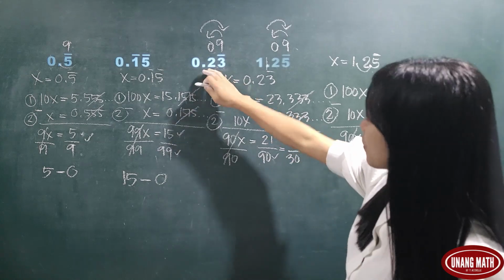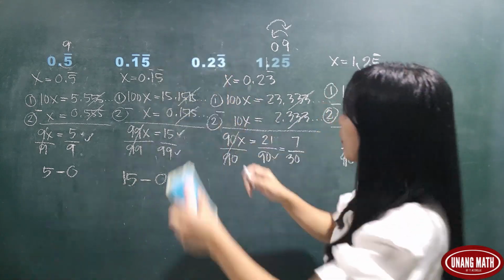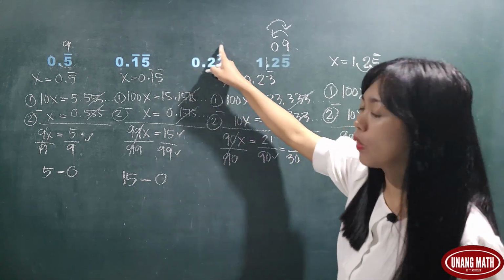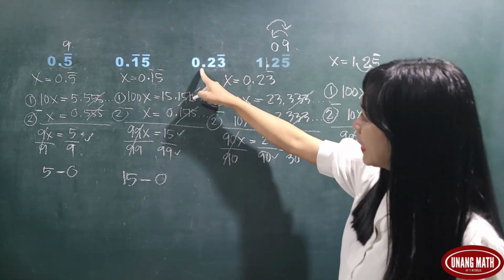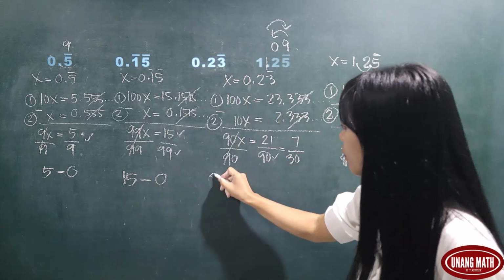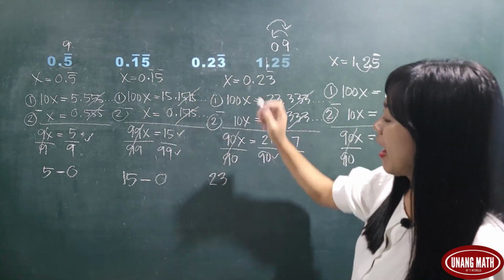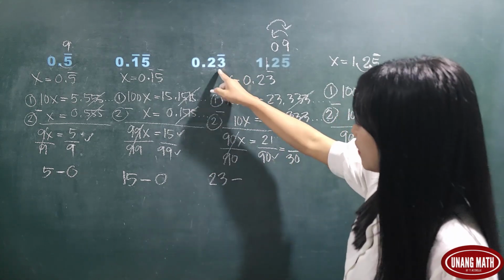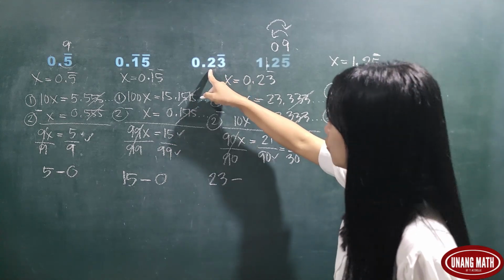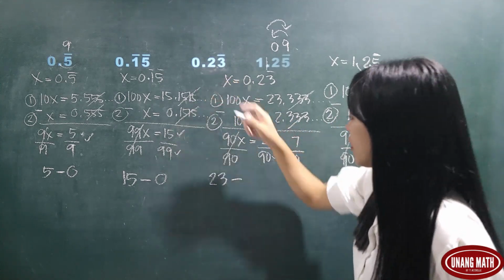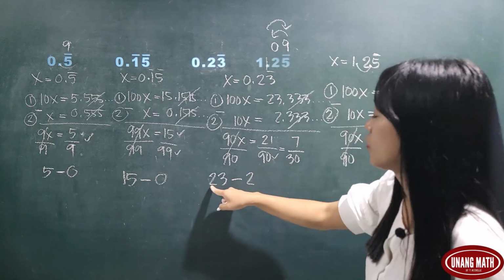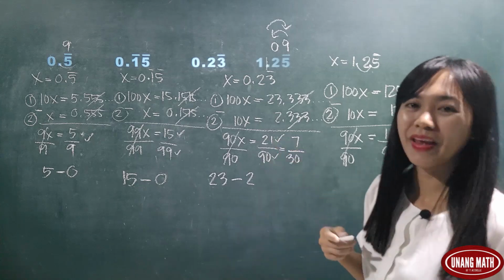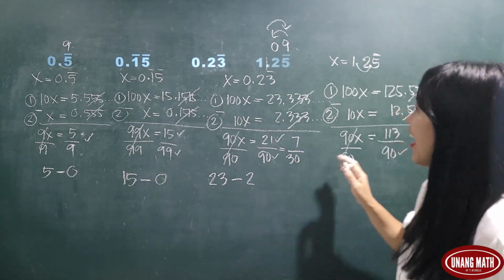Okay, let's take a look at the third repeating decimal. We have 0.23 repeating. First, we have to get all the digits without minding the decimal point. So, 23, minus the non-repeating digit. 3 is the only digit that's repeating. 2 is not repeating, so this is minus 2. 23 minus 2 is equal to 21. So the numerator is 21.